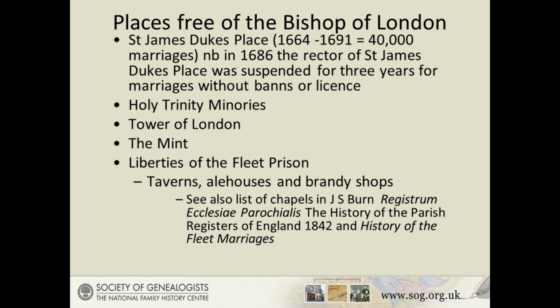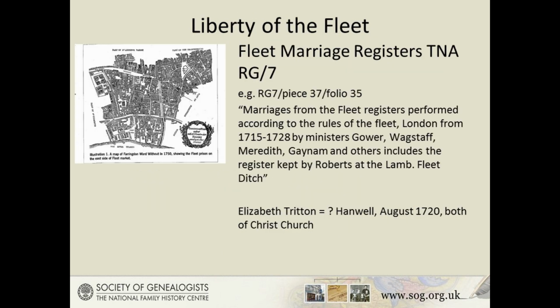Other places included Holy Trinity Minories, the Tower of London and the Mint, but the most infamous area was that known as the Liberties of the Fleet Prison, where the marriages were performed in taverns, alehouses and brandy shops surrounding the Fleet Prison. About 250,000 marriages are recorded in the informal records of the Fleet marriage registers, which are now at the National Archives in the series RG7.